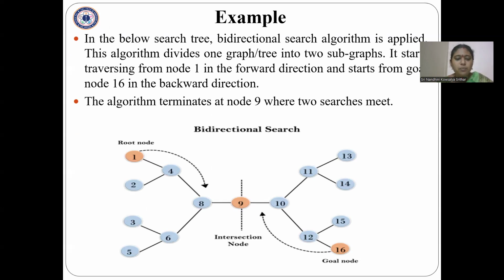In this example, we have root node 1 and goal node 16. In one simulation it searches from the root node to the goal node, and in another simulation from the goal node to the root node. At last, the two simulations meet at node 9, the intersection node. So we find the path from root node to goal node: 1, 4, 8, 9, 10, 12 and 16. This is the path from root node to goal node.